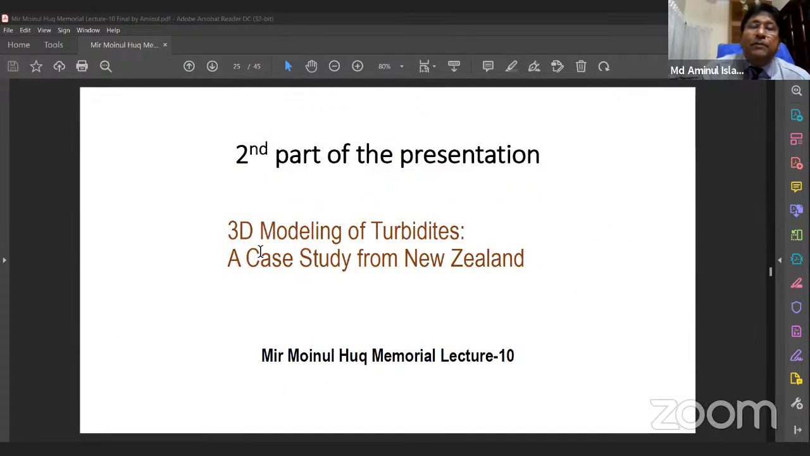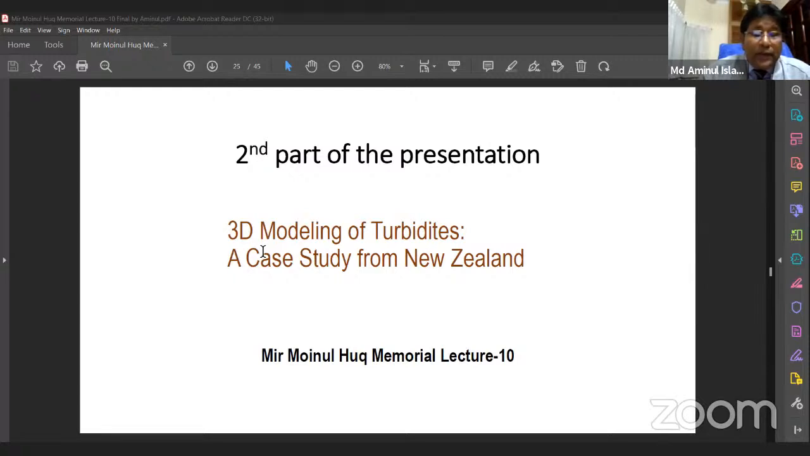Now come back to the second part of my presentation. The title of the presentation is 3D Modeling of Turbidites, a Case Study from New Zealand. Actually, this is a part of the PhD project of my PhD student, Surya Tejasvi Thota. For time constraint, I am not going to discuss the details of the modeling. This study is currently under consideration for publication. For some reason, I am not disclosing the name of the field and study.